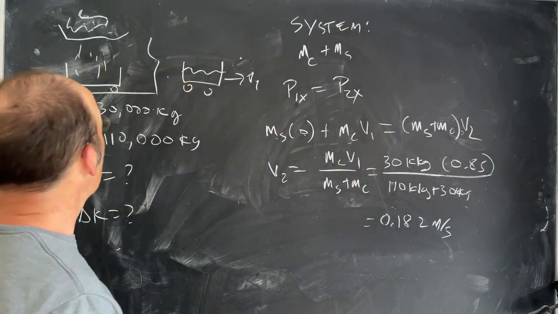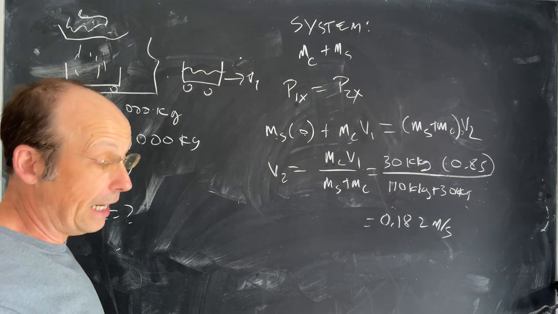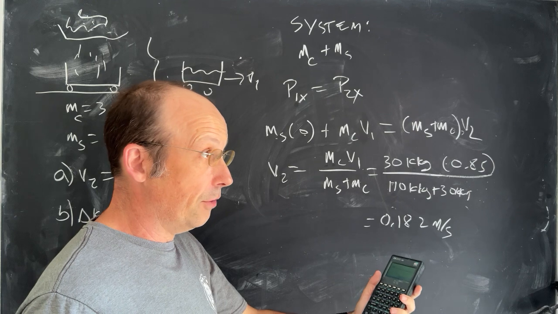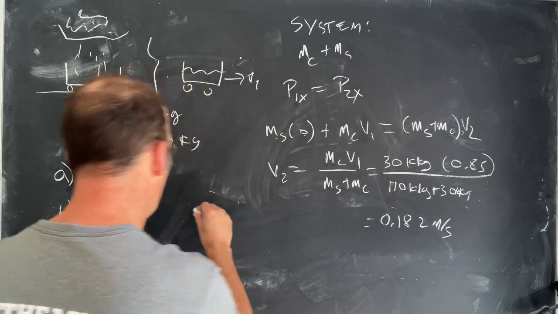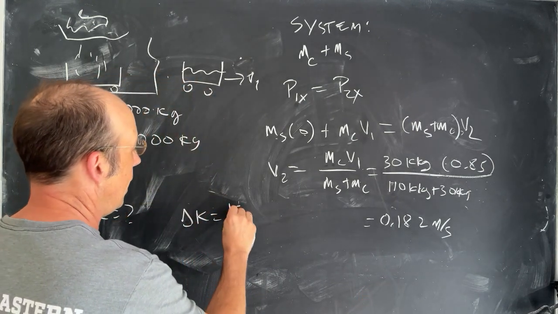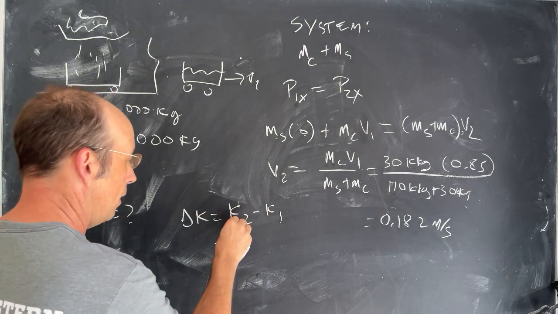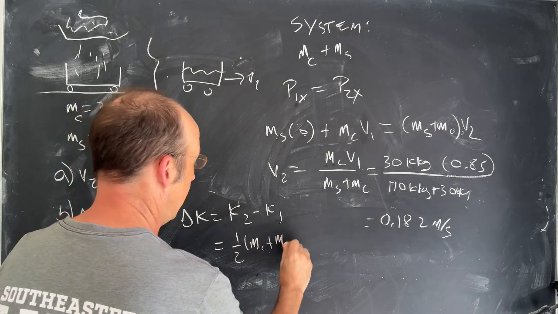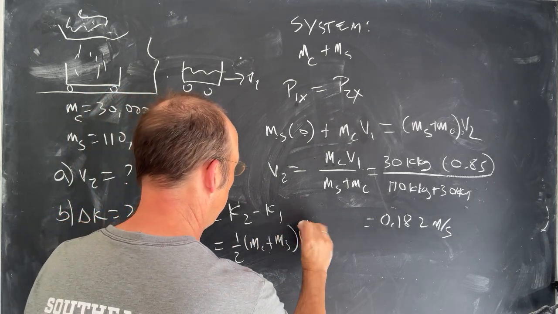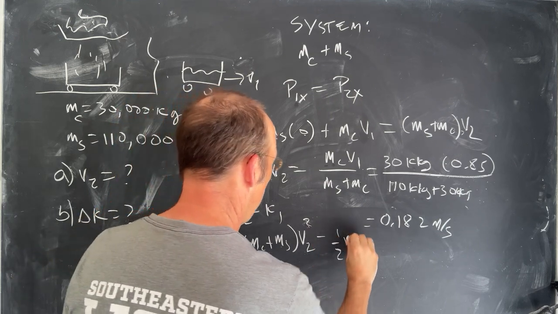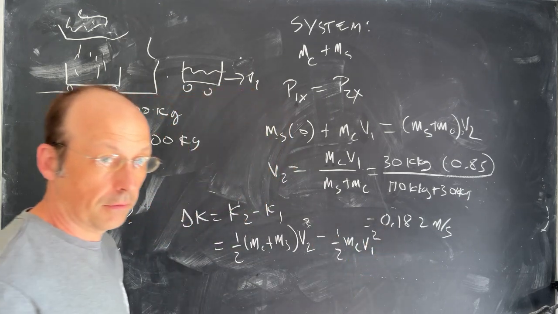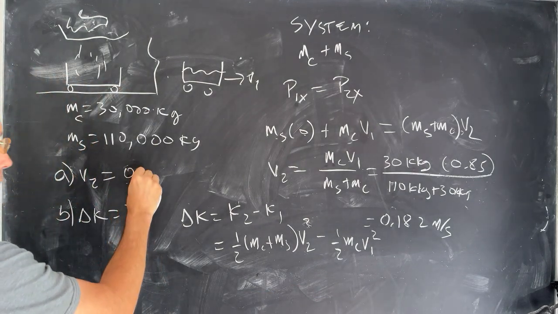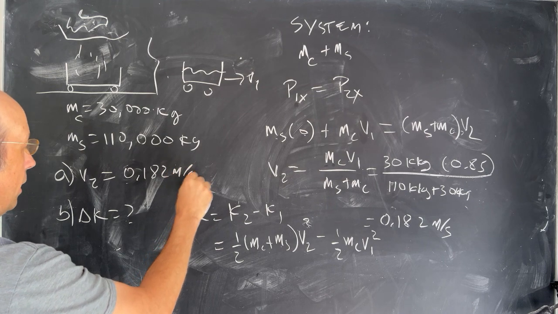Okay, now let's find our change in kinetic energy. We can just do the final kinetic energy minus the initial kinetic energy. So delta K is going to be K2 minus K1. So it's going to be the final kinetic energy, 1/2 mass of the car plus mass of the stuff times V2 squared, minus 1/2 mass of the car times V1 squared. Right? Because before the other thing wasn't moving. Oh, I should put that over here. 0.182 meters per second. That's that answer.